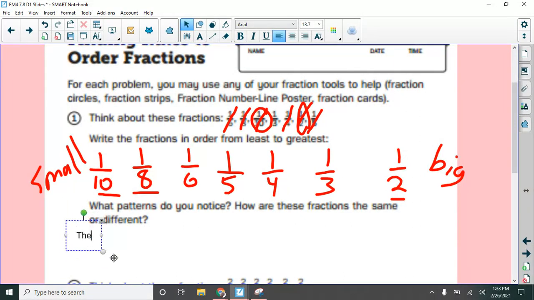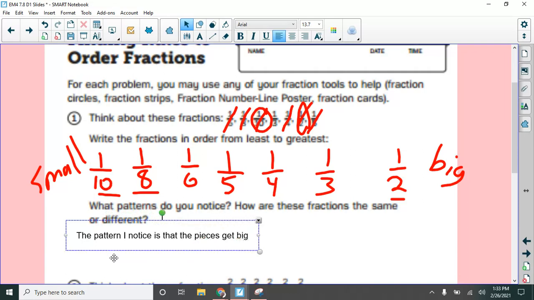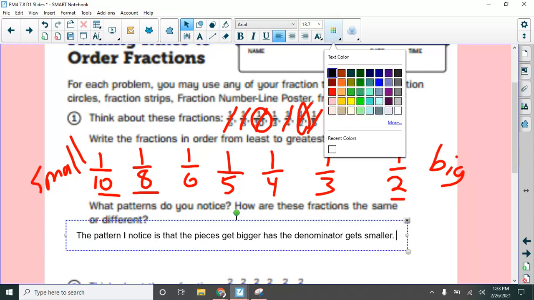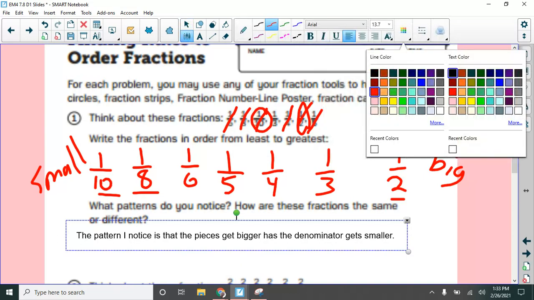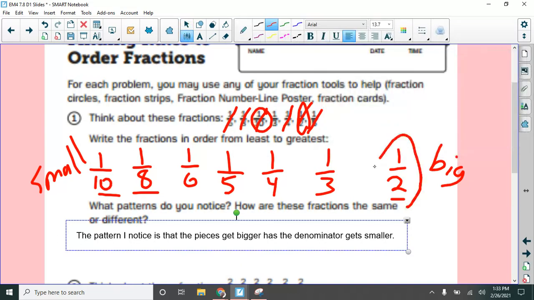Let's use a piece of the question. The pattern I notice is that pieces get bigger as the denominator, remember, that's the correct word for bottom number, gets smaller. So 1/2 is the biggest one. 1/2 right here. 1/2 is bigger than 1/10.